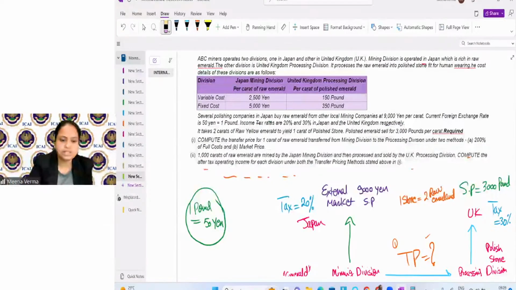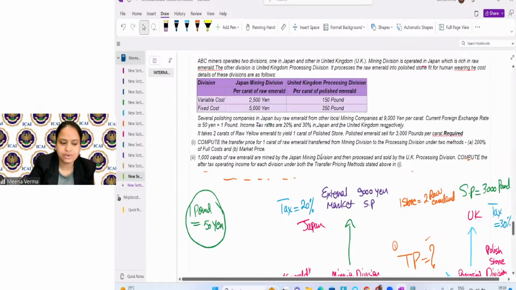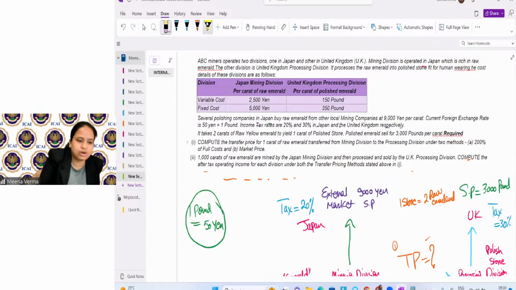Okay, so let's see. This is such a simple question, not at all difficult. What is given in the first case? They're asking you to compute the transfer price. And the first method is what? 200% of the full cost.